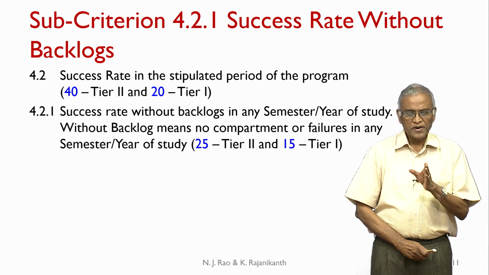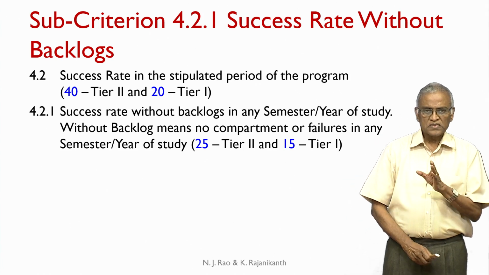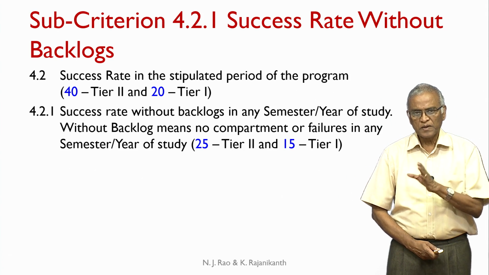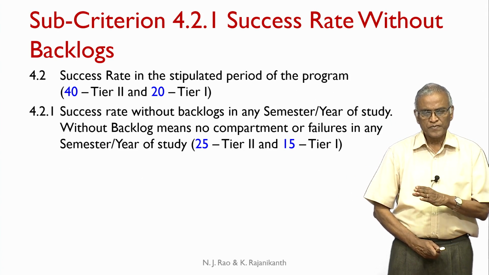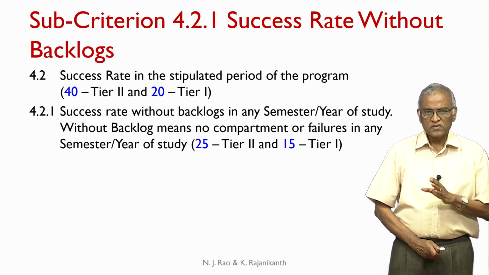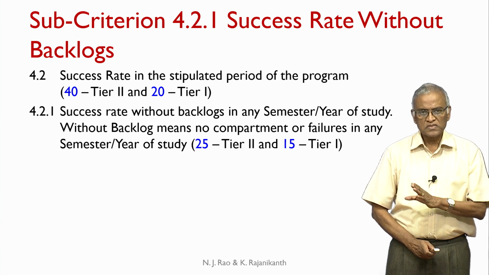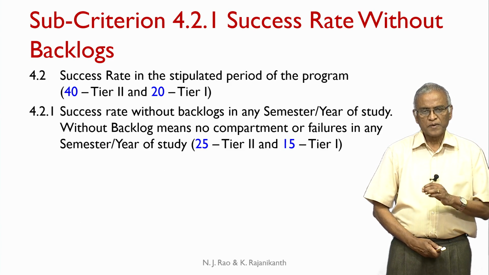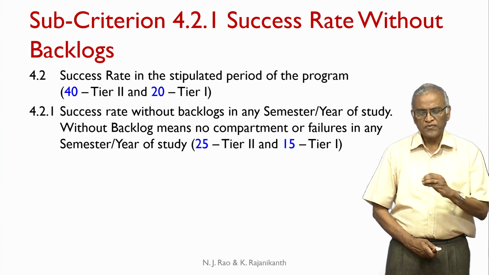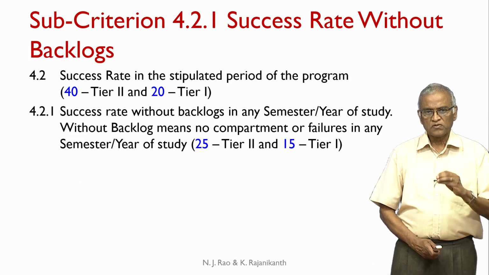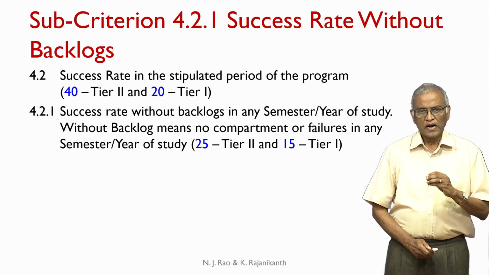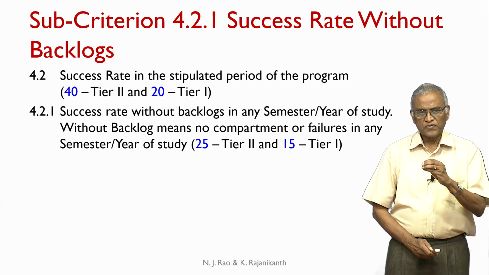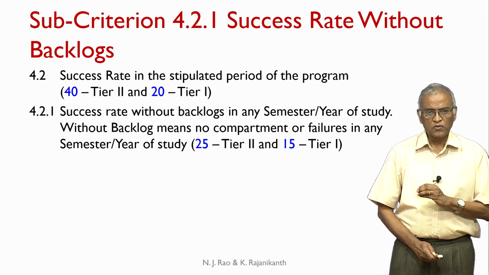So, what does 4.2.1 say? Success rate without backlog in any semester or year of study. Without backlog means no compartment or failures in any semester or year of study. That means a person passes in all the semesters the first time, fully without any failure whatsoever, and that is what we consider success rate without backlog. These are 25 marks for tier 2 and 15 marks for tier 1.